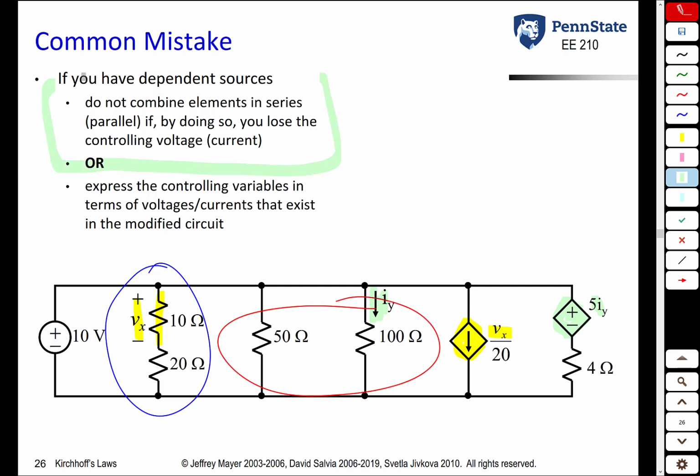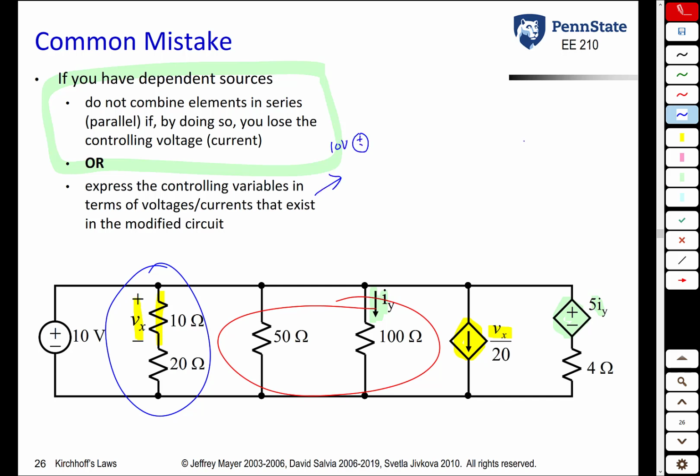So, rule of thumb, if you have dependent sources, you want to refrain from combining elements that are in series or parallel if by doing those you lose the controlling variable, in this case the Vx or the Iy. However, if you really do want to do these combinations, you can still do those, but you have to be very careful and introduce new variables for the dependent sources. So let's see what we're talking about here.